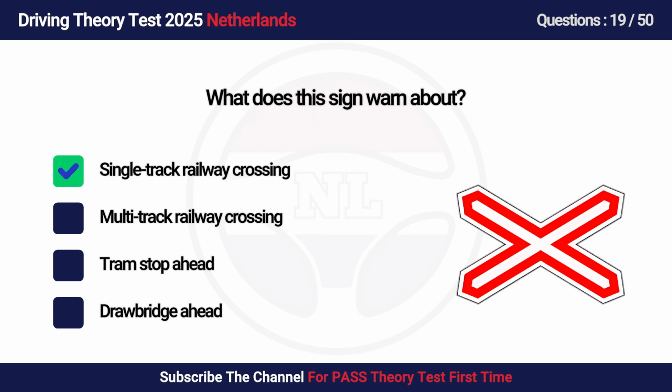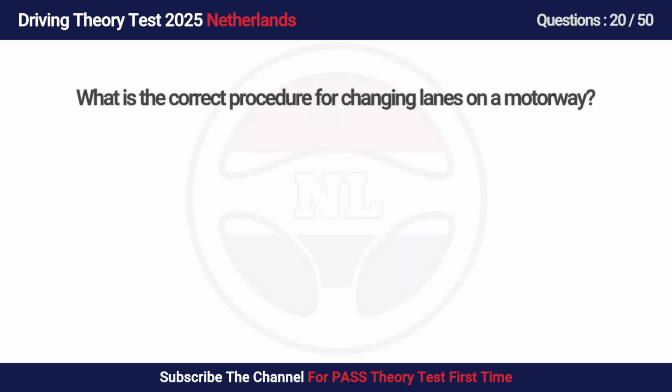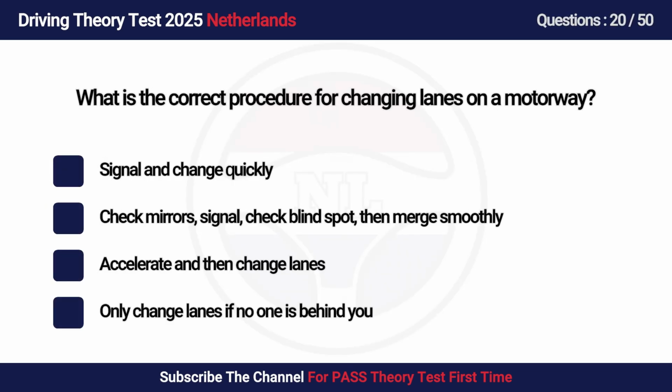Answer is A. Railway crossing. This warning sign indicates a railway crossing without barriers ahead. Drivers must be prepared to stop if a train is approaching. Question 20. What is the correct procedure for changing lanes on a motorway?